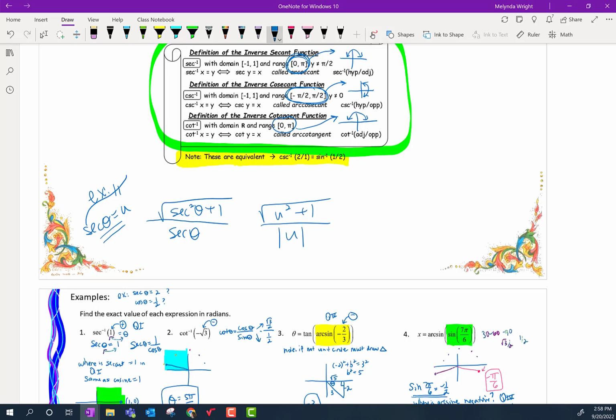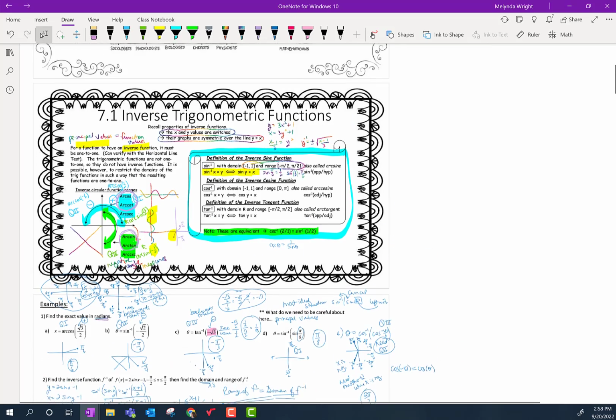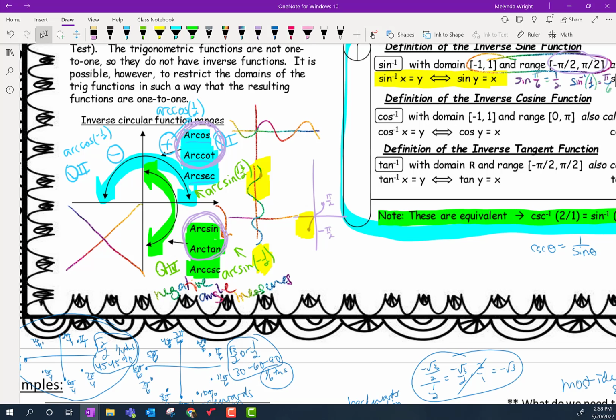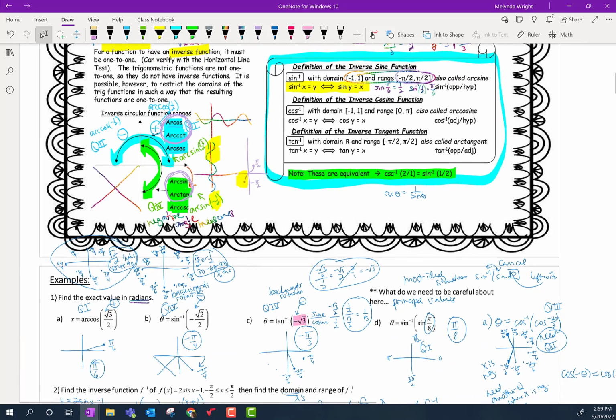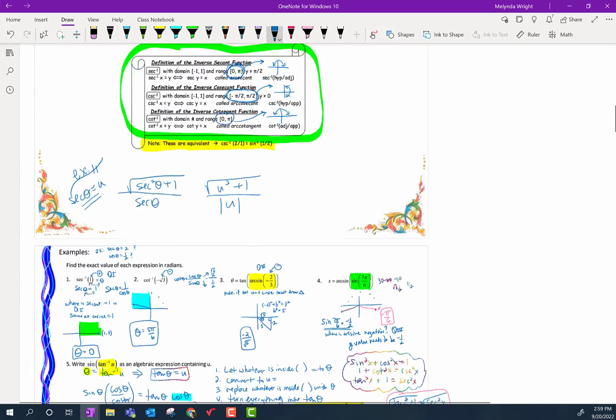If it's secant, or what were our other ones up in the top that can be positive? The ones that have to be positive are cosine, secant, and cotangent. Cosine, secant, and cotangent. If you're left with just that, you have to absolute value it.